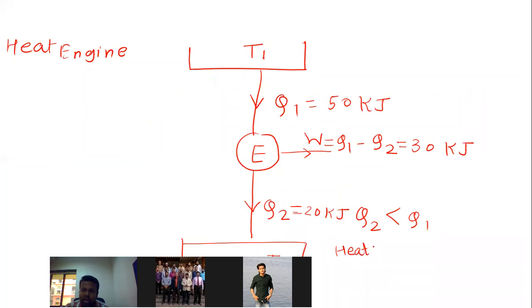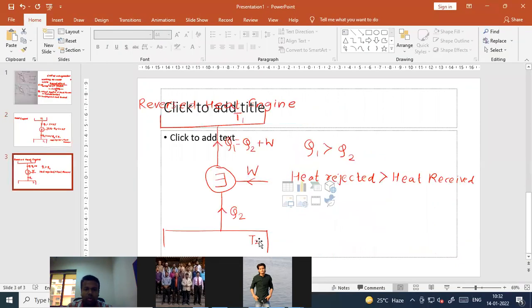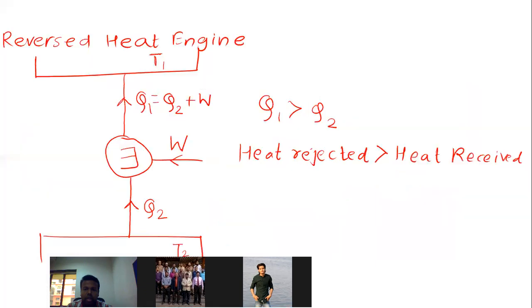Heat rejected is less than heat received in the heat engine, yes or no? But in the reverse heat engine, heat rejected is greater than heat received. Is that okay now, all of you?